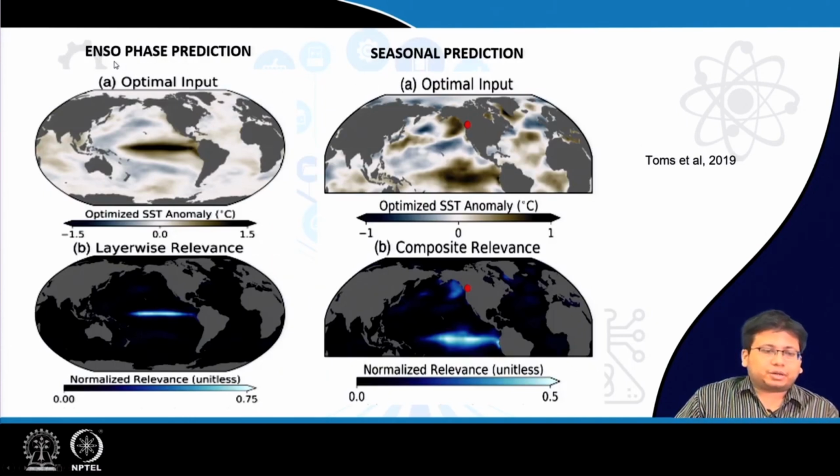In the first problem of ENSO phase prediction, this is what the optimal output looks like. It shows that it might be taking the whole world's sea surface temperature anomaly as input, but while predicting whether there is El Nino or La Nina, it is really this part which it is focusing on. Similarly, if you look at layer-wise relevance propagation, where in different input features you are checking their relevance, you can see that this black value means low relevance and this white value means high relevance.